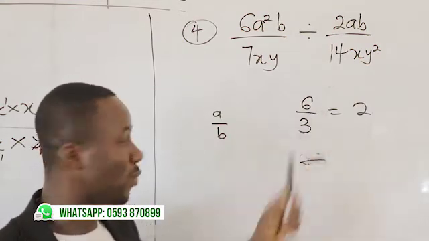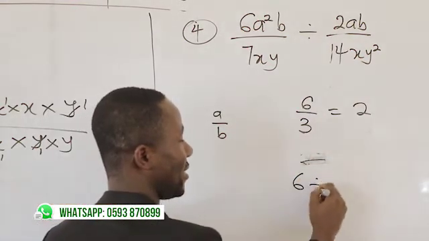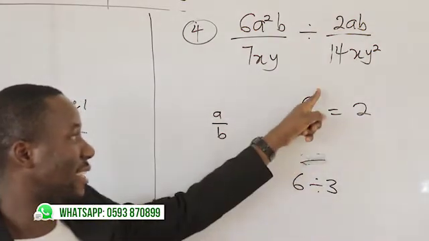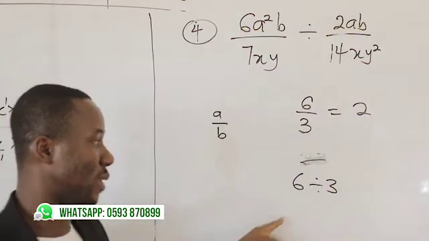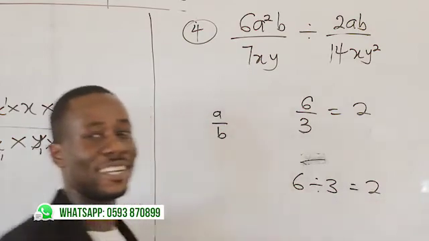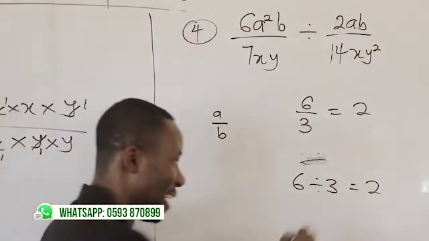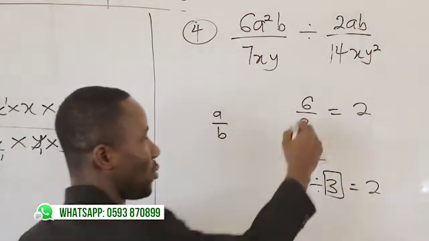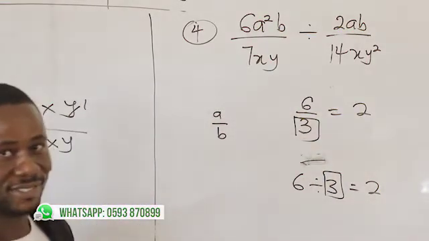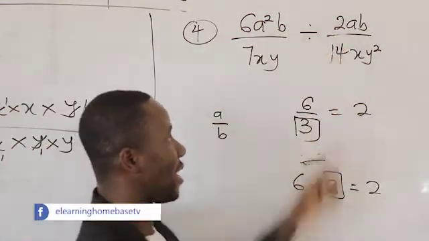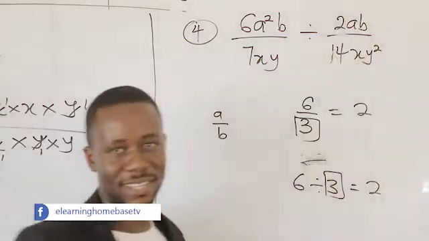Mind you, 6 divided by 3 can also be written this way, and the answer is 2. So this 3 is our divisor, while this 2 is our quotient. So the same way, this fraction here is our divisor.